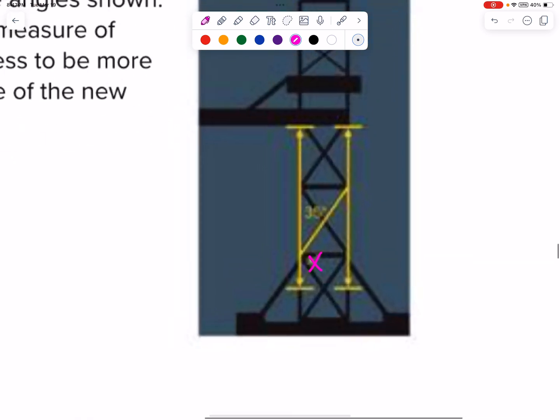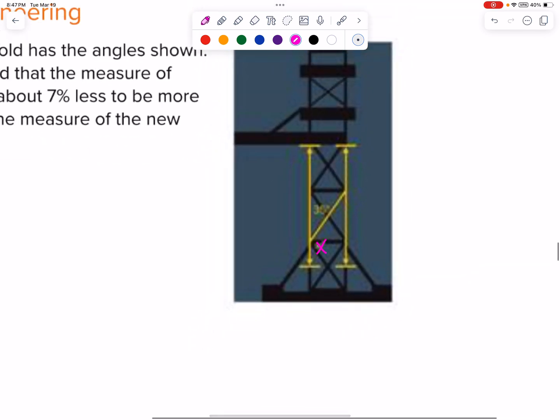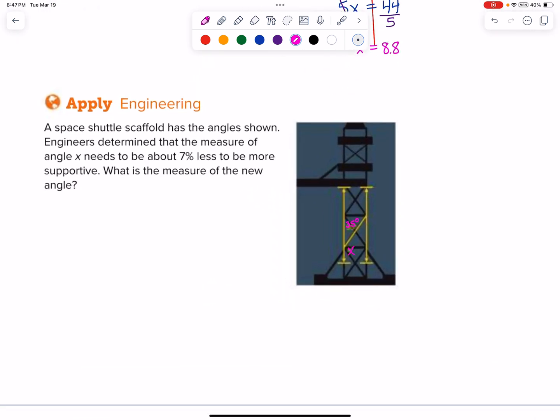It looks like that says 35, but it's really hard to tell. Okay, so let's play this out as if it says 35, and hopefully I guessed that correctly. What is the measure of the new angle?